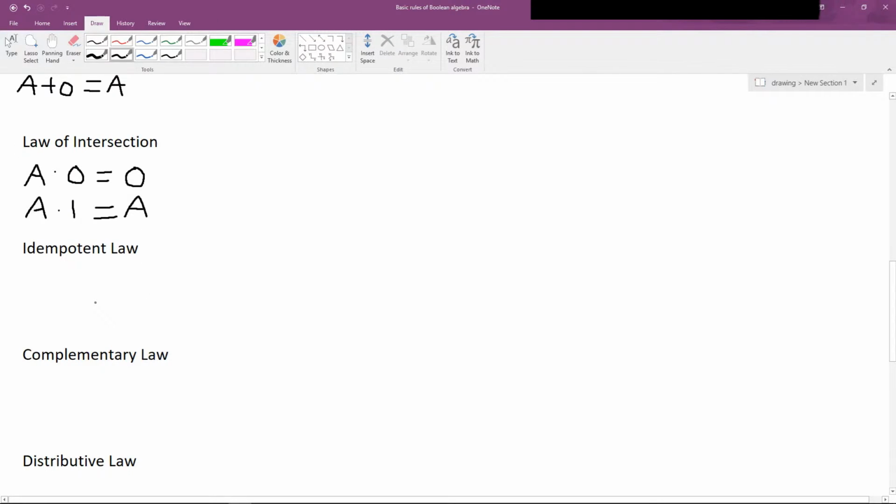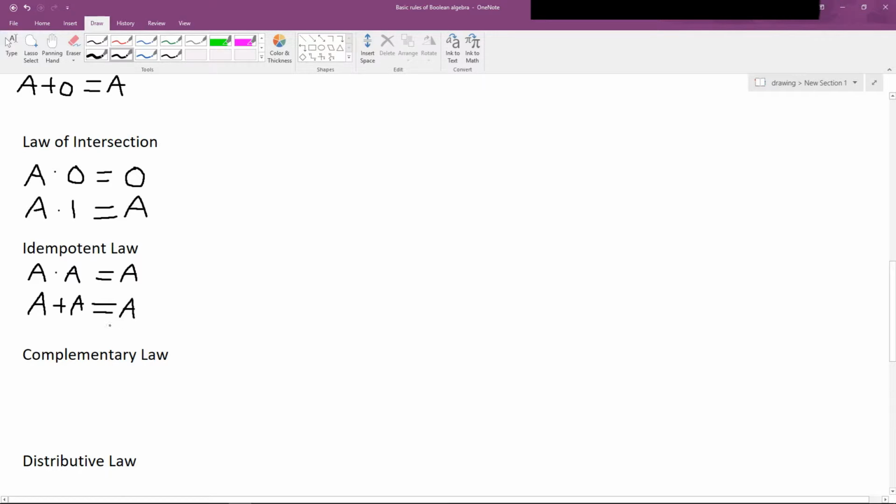The idempotent law looks like this. If we have A ANDed with A, we will always get the value A. And same goes for OR gates. If we have A ORed with A, we will always get the output value A.